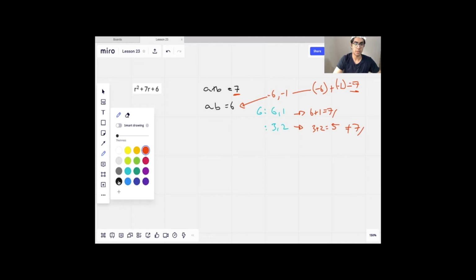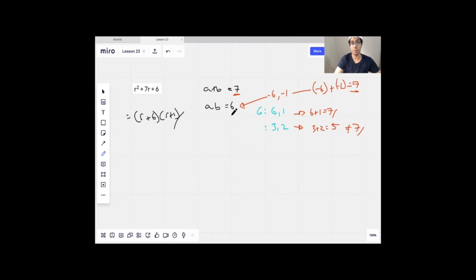So let's write this out. So R, this time not X, R plus 6 and R plus 1. And that's it. So in terms of showing your working, it's important to have this A plus B stuff here on the side. As you get better at this, you'll be able to do this by inspection.